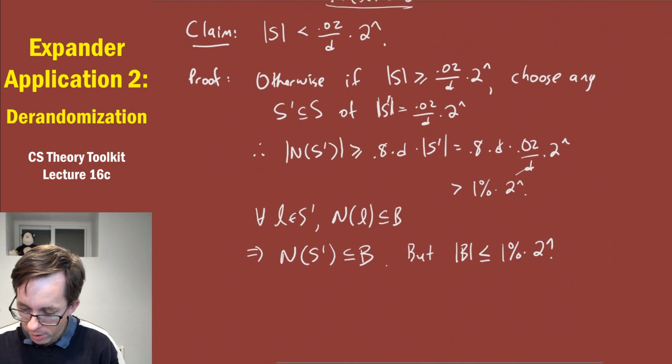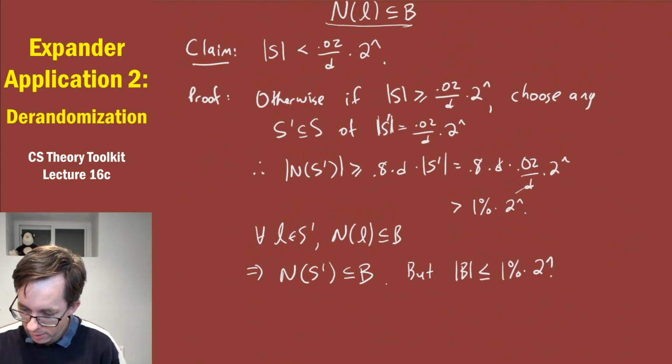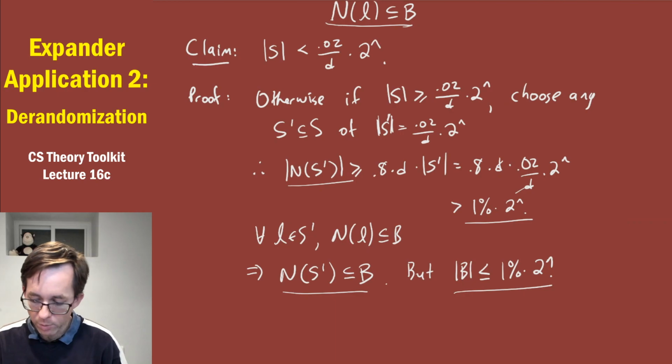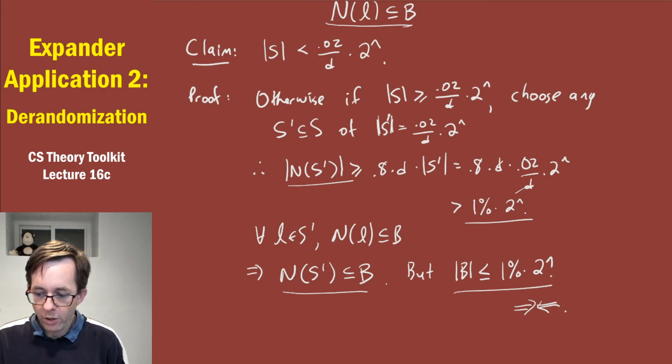And now we have our contradiction because, on one hand, we saw that the neighborhood of S prime had size bigger than 1% times 2 to the n, but it's a subset of B, and B has size only 1% times 2 to the n. So that's a contradiction, and that proves our claim. Great.